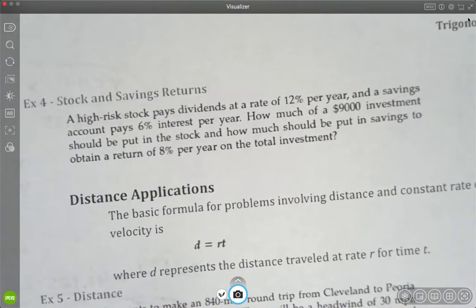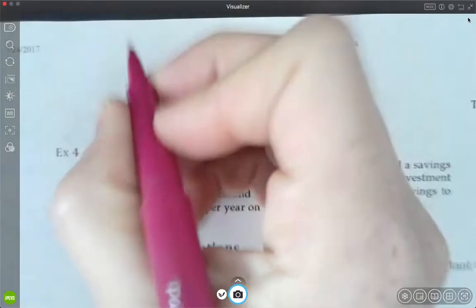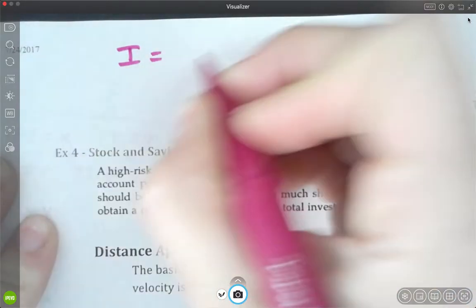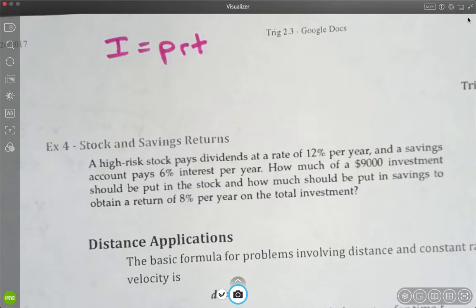Okay, so stock and savings returns. We're going to do a couple different things. It's not just going to be one simple interest equals principal rate time, but I am going to write that at the top. Interest equals principal rate time, PRT. I'm going to put some of my work up above here because I gave you not very much room. Sorry.